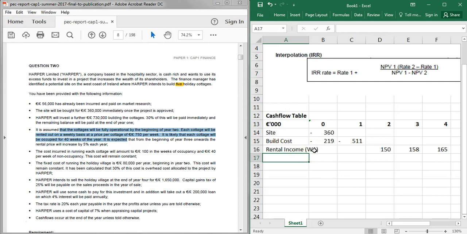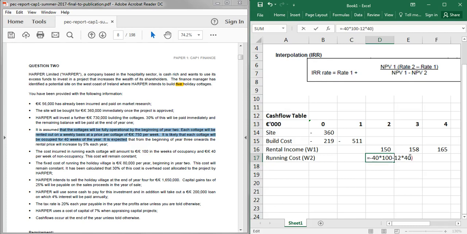You'll get your marks. The cost then, the running cost. If you want to put working 2, you can. I'm just going to show it in Excel, for the ease of the video. Each cottage will amount to €100 in the weeks of occupancy and €40 in the non-occupancy weeks. That's important. We have 40 weeks of occupancy and 12 weeks of non-occupancy. So it's going to be minus 40 times 100 minus 12 times 40. So 40 weeks occupied at €100, and then 12 weeks, because there are 52 weeks in a year, at €40 on the weeks not occupied.